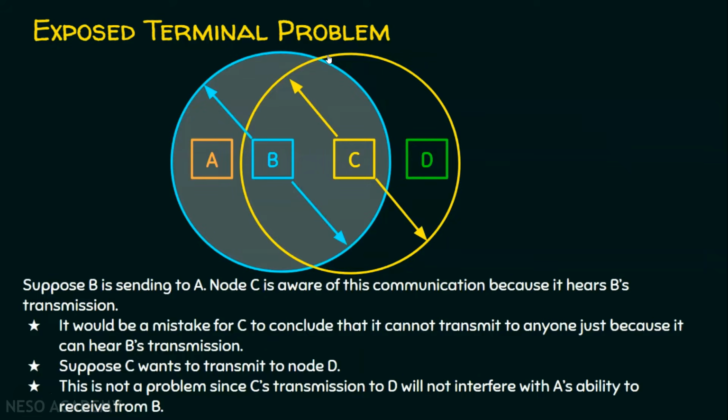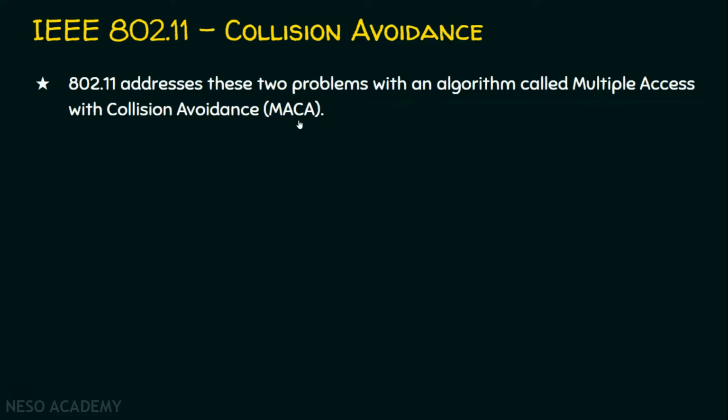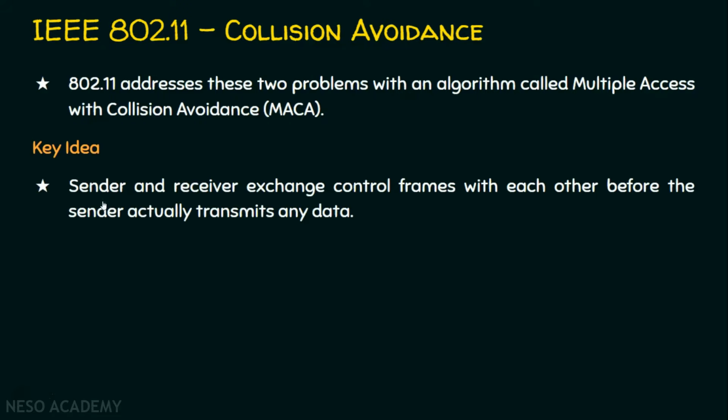And what's the solution for these two problems? The solution is IEEE 802.11 collision avoidance, that is the MACA algorithm. So 802.11 addresses these two problems with an algorithm called multiple access with collision avoidance. And what is the key idea behind this? The key idea is that the sender and receiver exchange control frames with each other before the sender actually transmits any data. Before sending the data, the sender and receiver exchange the control frames. And these control frames are the RTS and the CTS frames.